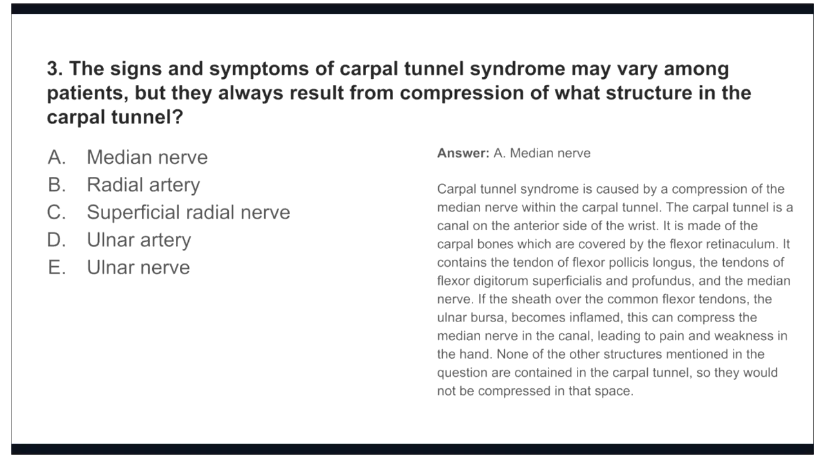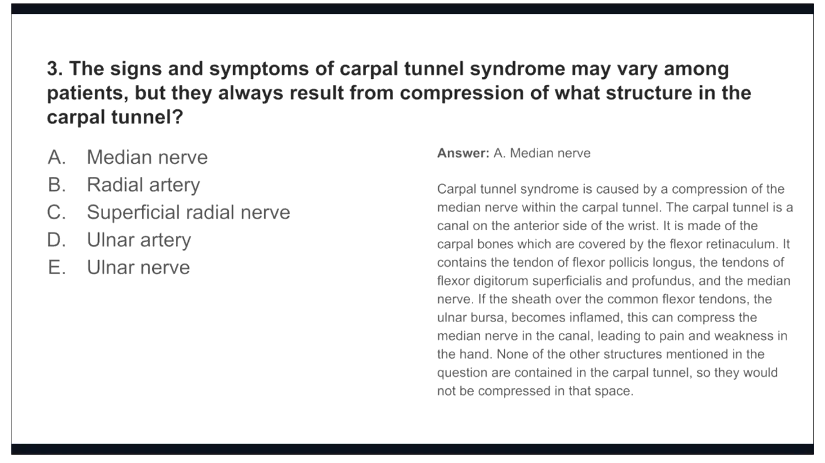The carpal tunnel is a canal in the anterior side of the wrist. It's made of the carpal bones, like we said, they're covered by the flexor retinaculum, okay? It contains the tendons of flexor pollicis longus, the tendons of the flexor digitorum superficialis, and the profundus, as well as the median nerve. I think I have a picture, a cross-section of that. If not, I'll be sure to upload that, okay?